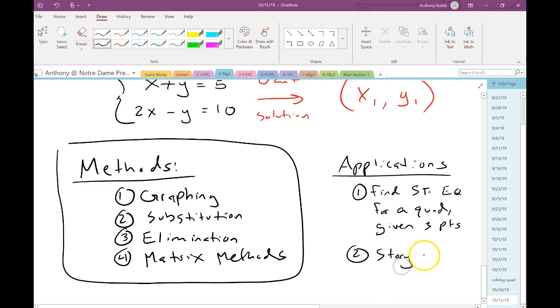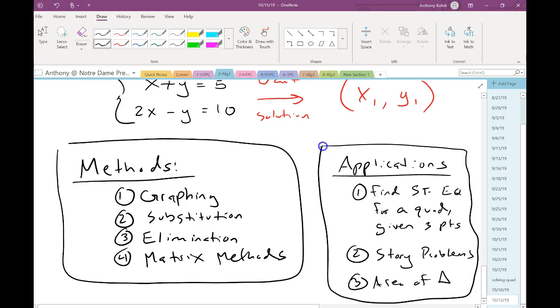And then specifically we can talk about story problems. What else? Or we can talk about area of a triangle. That's a problem we can solve this way. So we'll look at some applications. Those are the ones I can think of off the top of my head. But first we have to come up with some methods for solving these systems. Okay with this?